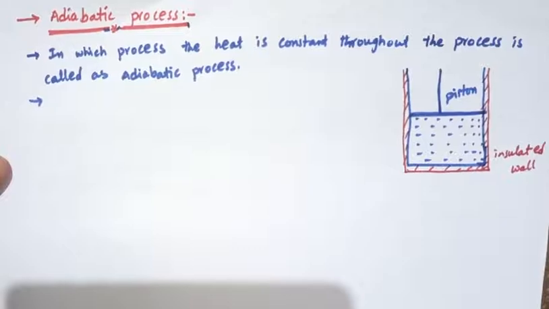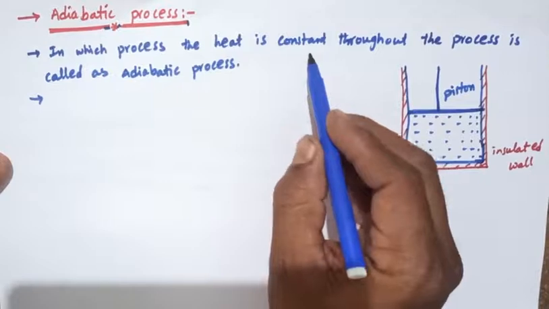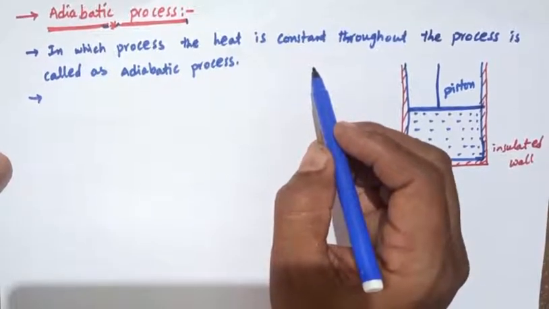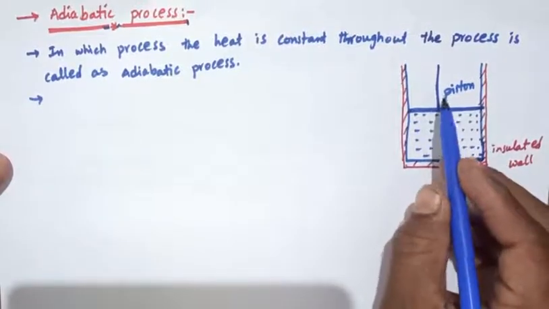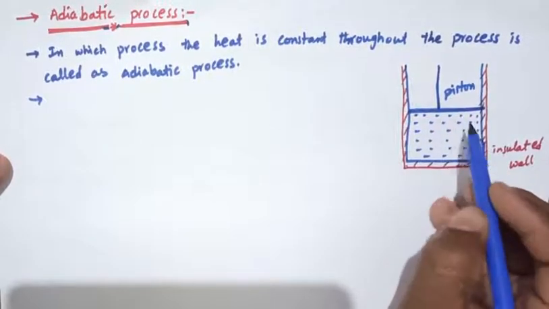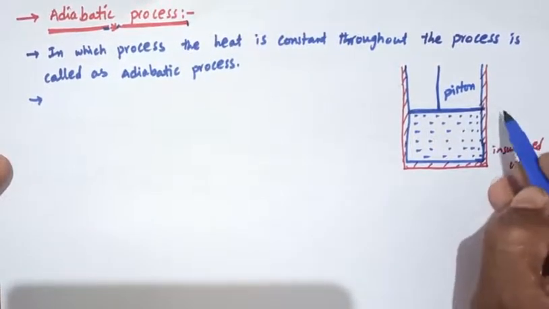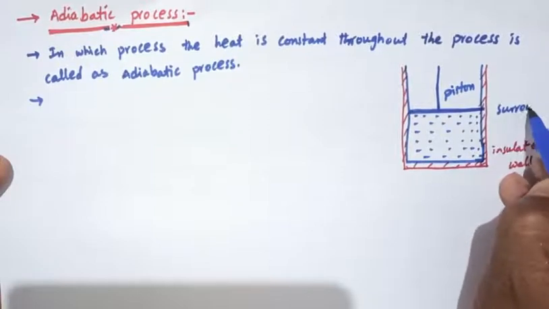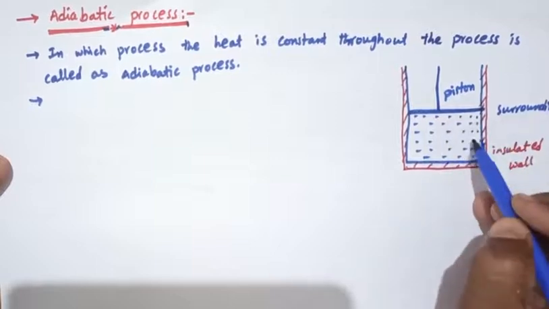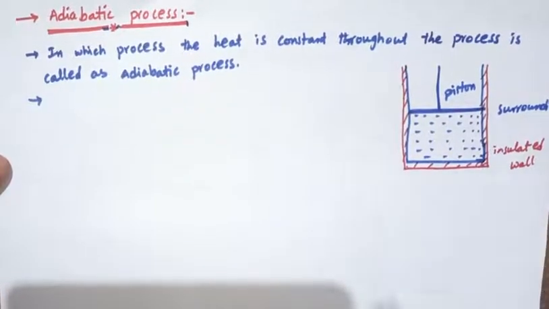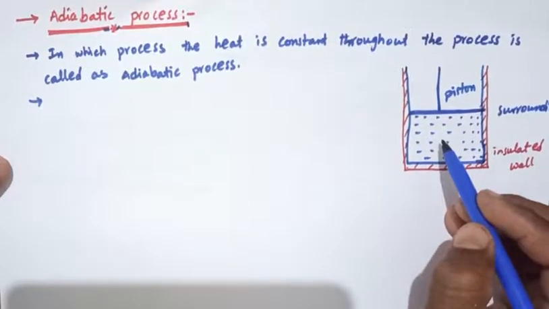Now, this is an adiabatic process. In this adiabatic process, the pressure, volume, and temperature can change, but heat is not transferred inside or outside the system. This is the surroundings. The heat is not transferred because it is an insulated wall. So when pressure increases, the temperature increases and the volume decreases.